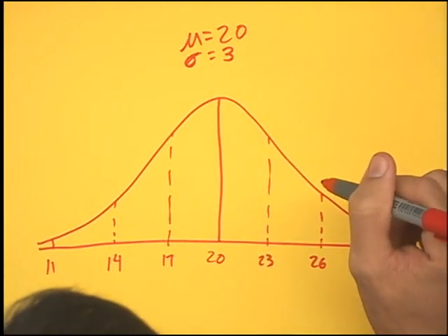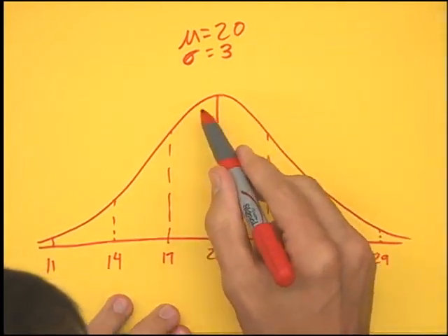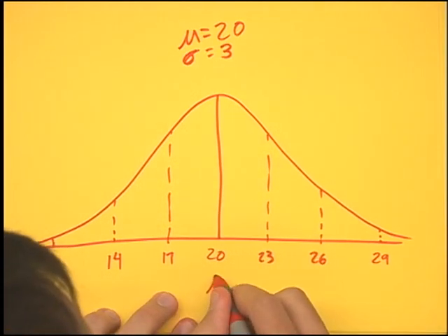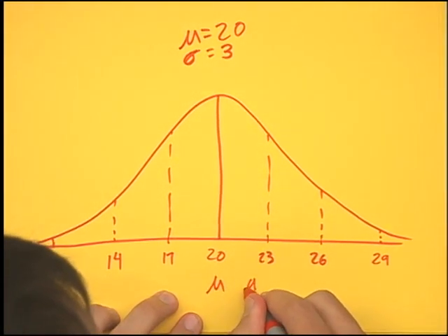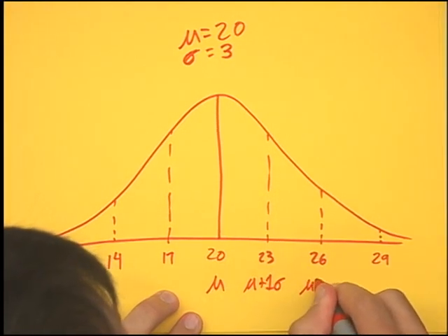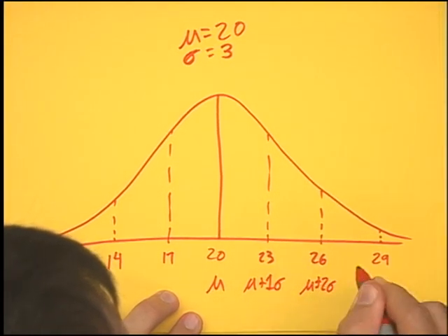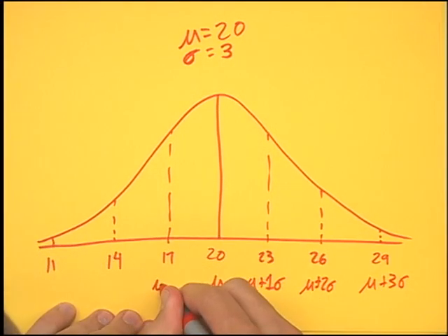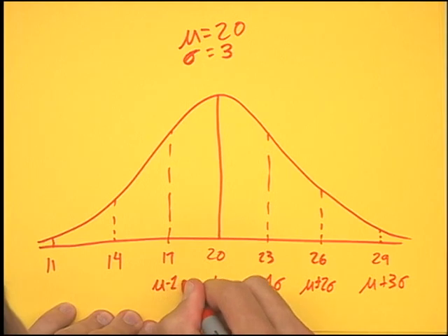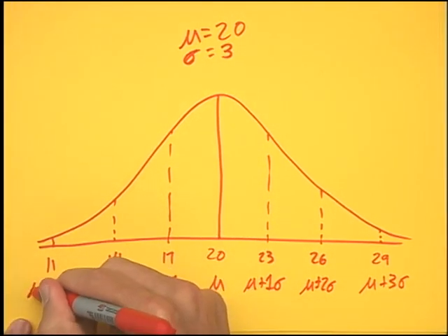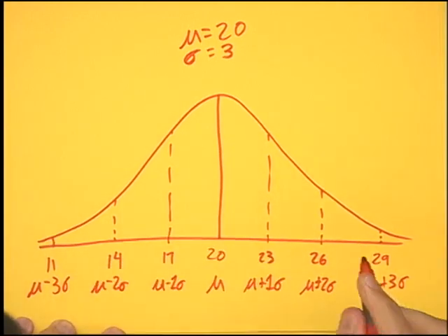So why are these standard deviations important? Because I know the area of the curve between these standard deviations. This is mu. This is mu plus 1 sigma. This is mu plus 2 standard deviations. This is mu plus 3 standard deviations. And this is the same over here. Mu minus 1 standard deviation, mu minus 2 standard deviations, mu minus 3 standard deviations.